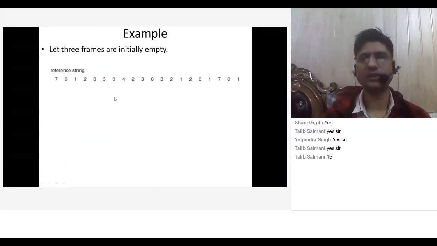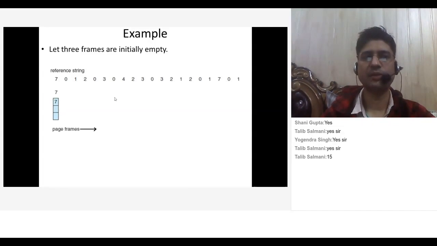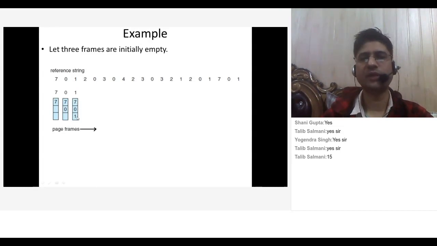So, what is the working? See very carefully. Initially three frames are empty. Then first 7, 0, 1, we will have page faults like this. As you can see, these are the page frames. We are getting a page fault for 7, a page fault for 0, and a page fault for 1. Now we have to replace for 2. Now you have to choose the victim page in this frame. Which frame will be replaced? Can you guess? You have to look into the future, that is in the right hand direction.